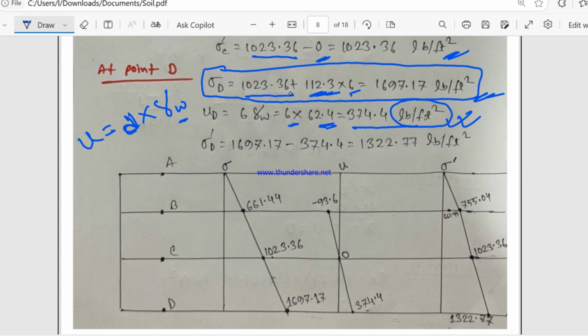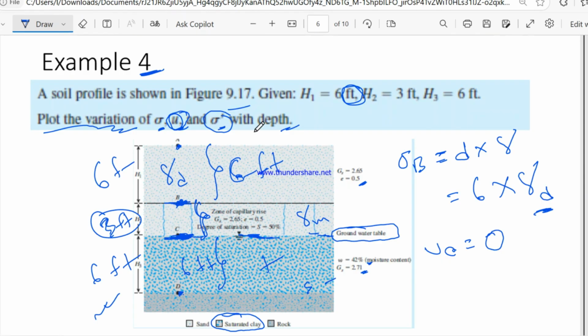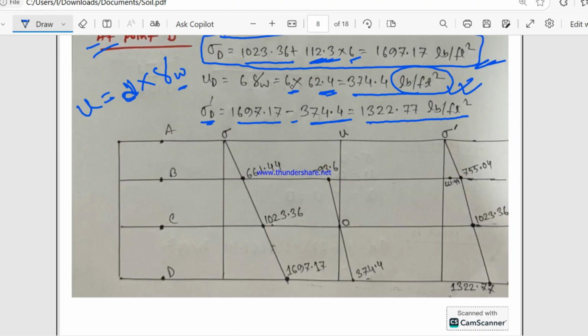Okay, then at point D, the effective stress will be total stress minus pore water pressure at point D. Then the value will be 1322.77 pounds per square foot. This question is to plot the variations with depth. So I just plot the variations with depth.